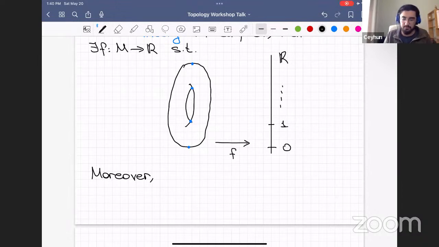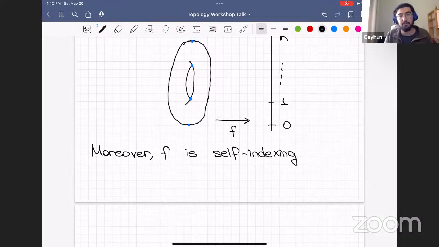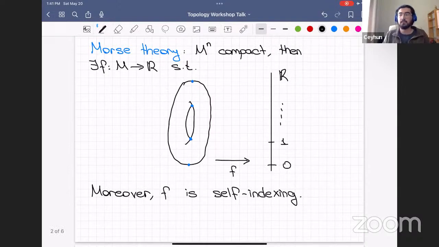So this is called self-indexing. So we can make sure that F, moreover, is self-indexing. Which makes sense because the index of the critical point is equal to the image of this critical point under F. So this means that by understanding handles, we can understand manifolds.